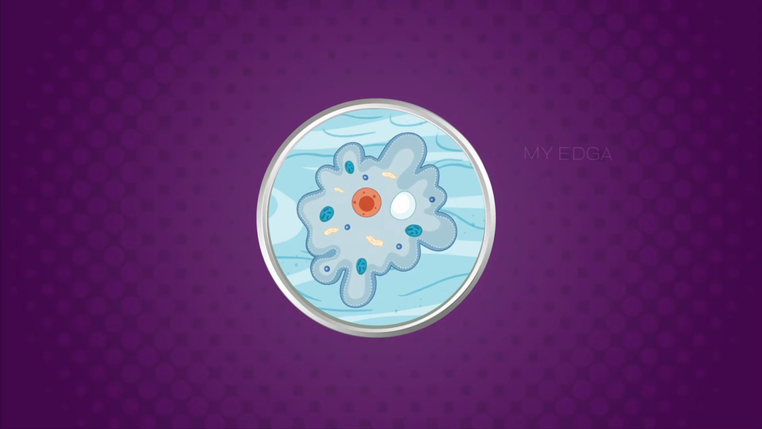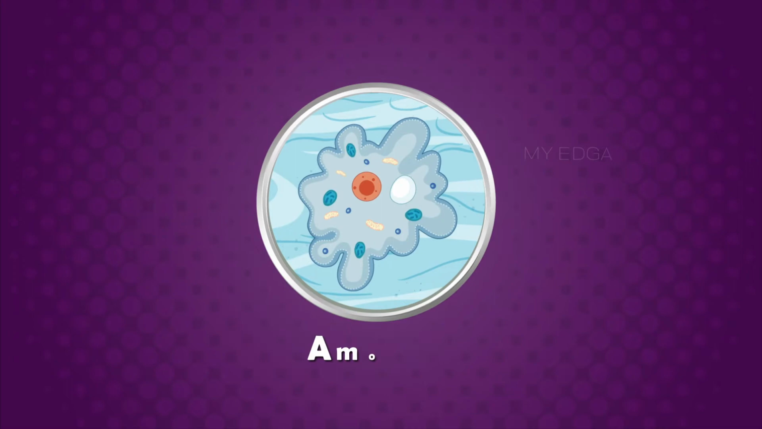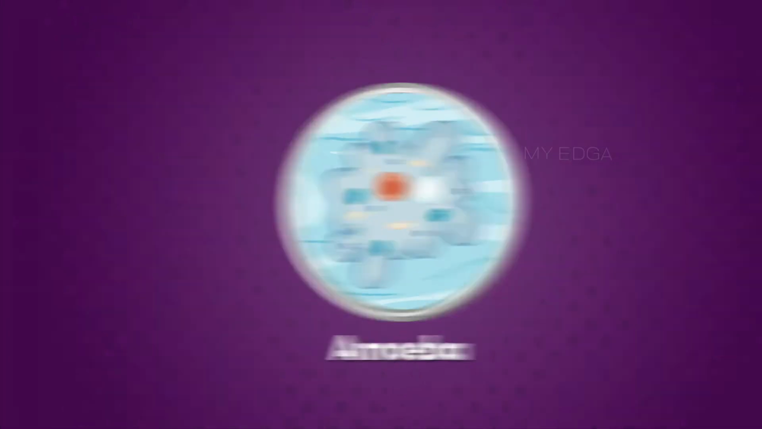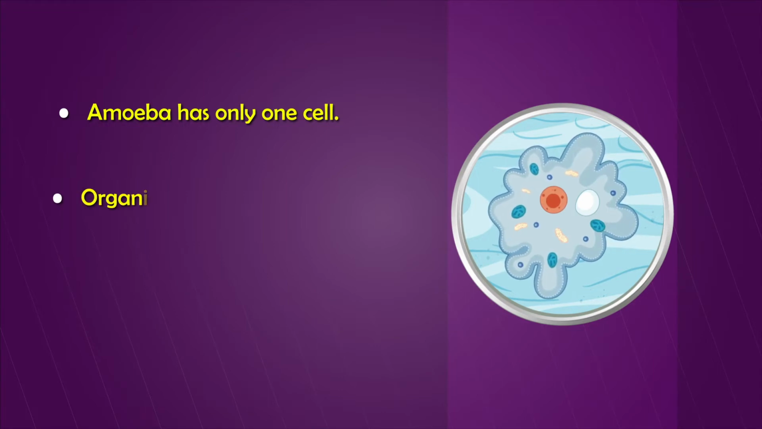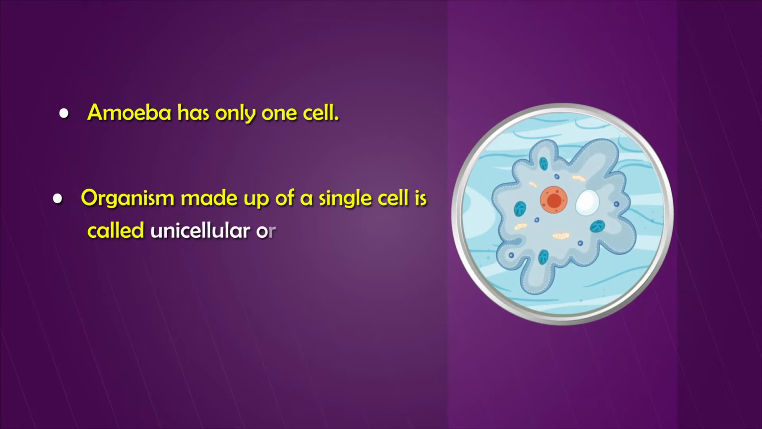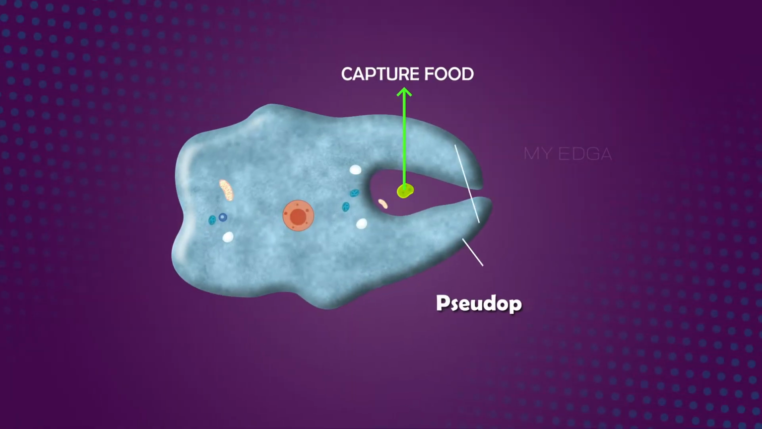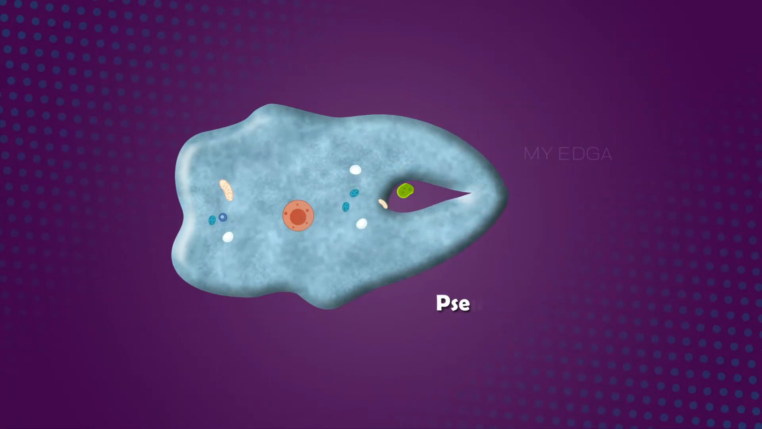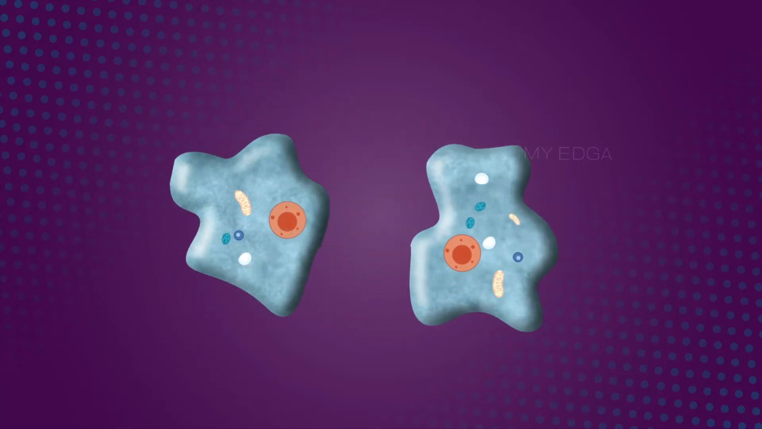Now, look at this picture. Are you familiar with this organism? Yes, it's an amoeba. Amoeba has only one cell. Such an organism made up of a single cell is called a unicellular organism. Even though they have only one cell, it shows all signs of life. They can capture and digest food, respire, excrete, grow, and reproduce.